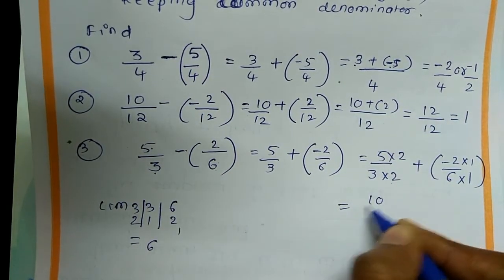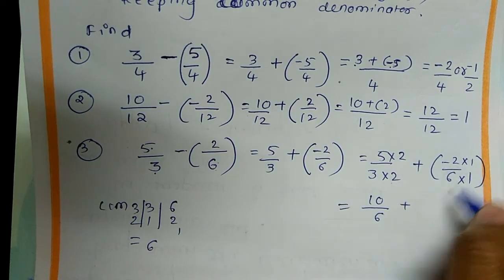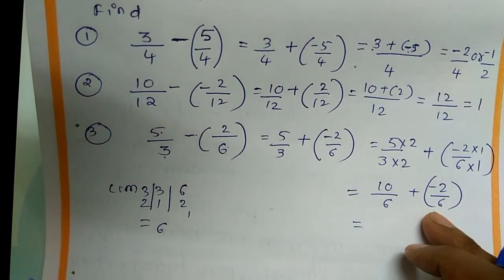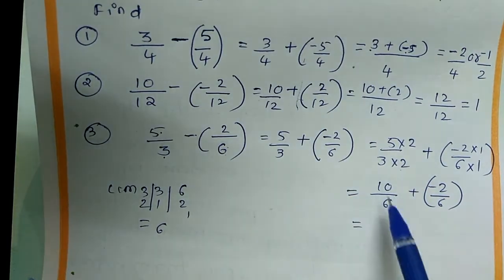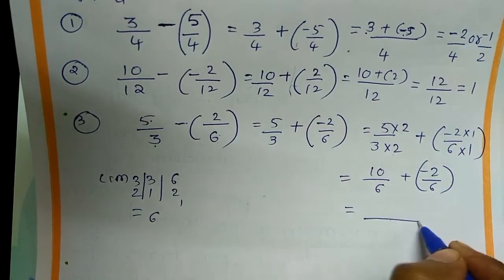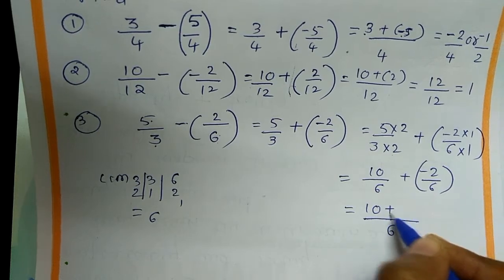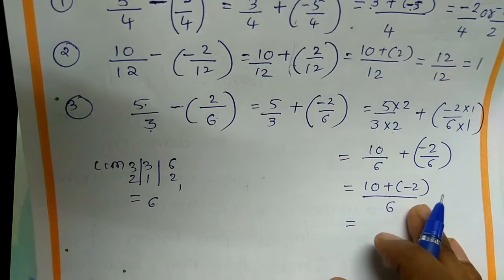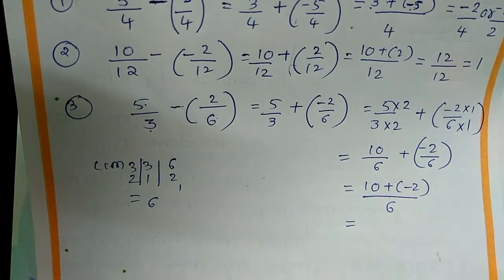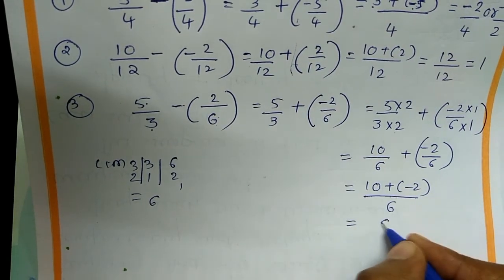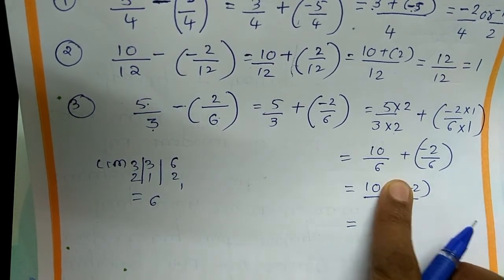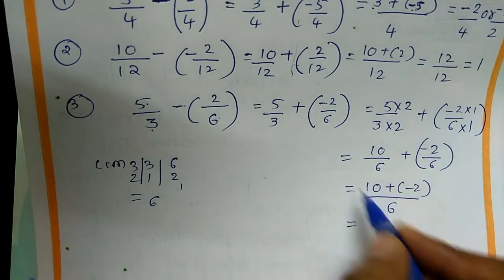Then 2 fives are 10, plus minus 2 ones are 2, upon 6. You should know the multiplication of integers. Now we have converted into integers with the same denominator, so keep the denominator common and add only the numerators. Here one is positive and one is negative, and when one is positive and one negative, they get subtracted. So 10 minus 2 is 8. Then the sign of the greater digit: ignore the signs and see which is greater, 10 or 2. 10 is greater, so its sign is plus.